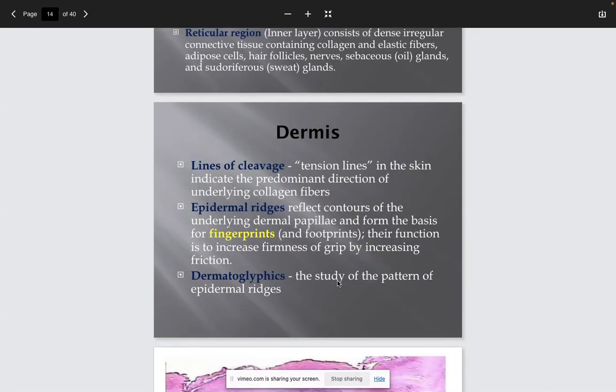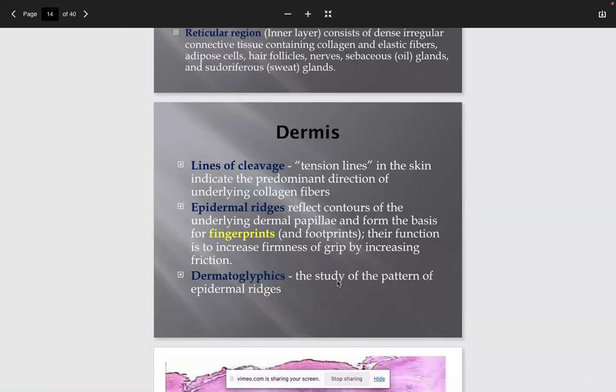So here are some other terms for you to be familiar with. The lines of cleavage are tension lines in the skin that indicate the predominant direction of underlying collagen fibers. There are also epidermal, meaning above, ridges. These reflect the contours of the underlying dermal papillae and form the basis for fingerprints. So if I were to ask you which of the following is responsible for the formation of fingerprints, you would tell me the epidermal ridges. This is just the contour of the dermal papillae.